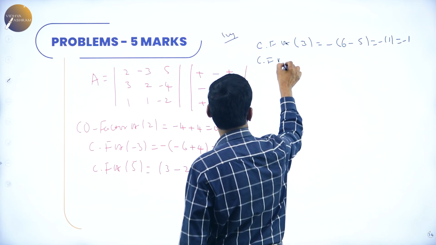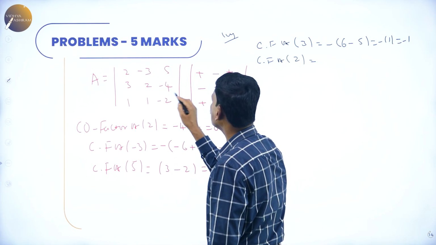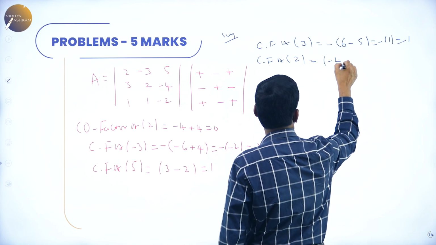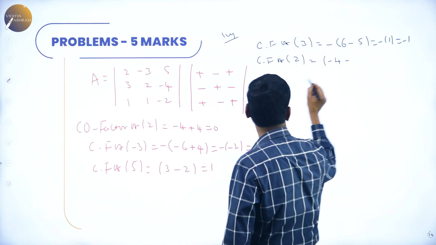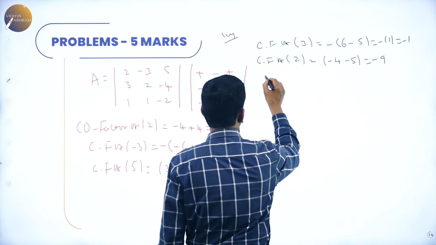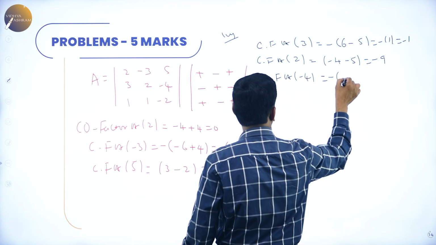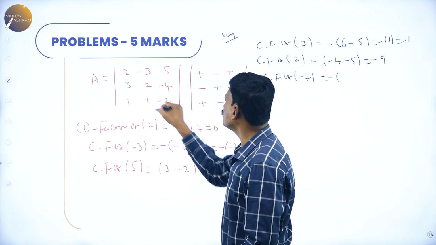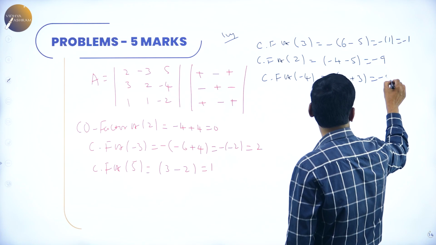And similarly, the cofactor for the second element 2: this row and column is gone. 2 2s are 4, minus 4, minus this 2 2s are 4, minus 1 5s are 5. That's equal to minus 4 minus 5, is minus 9. And cofactor for minus 4, it is negative sign. This row and column is gone. 2 ones are 2 plus 3, 1 3 is 3, 2 plus 3, that's equal to minus 5.